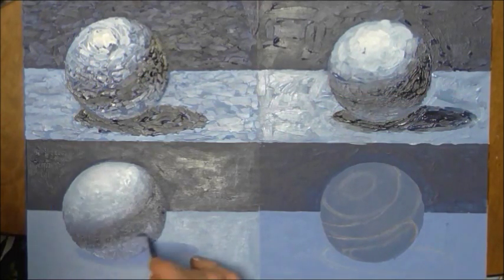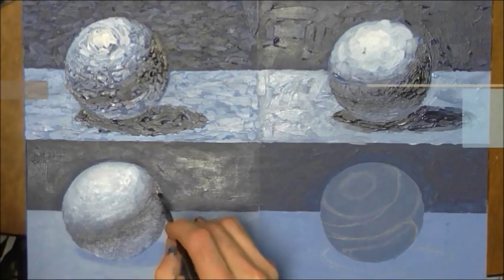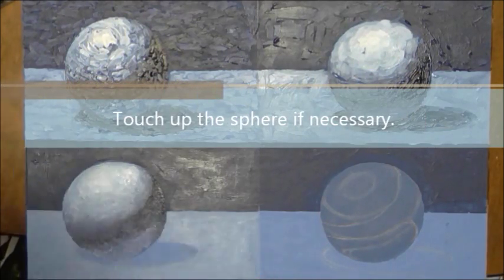When I'm done with the reflected light, I'm going to touch up the sphere. I just need to darken the deepest part of the core shadow.